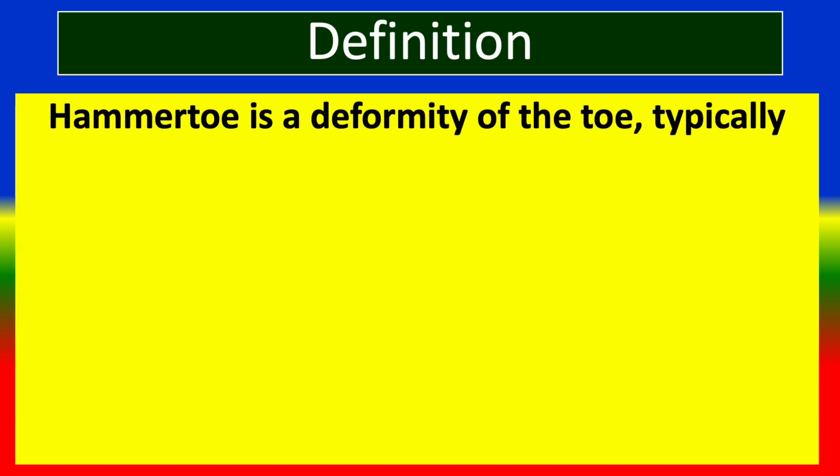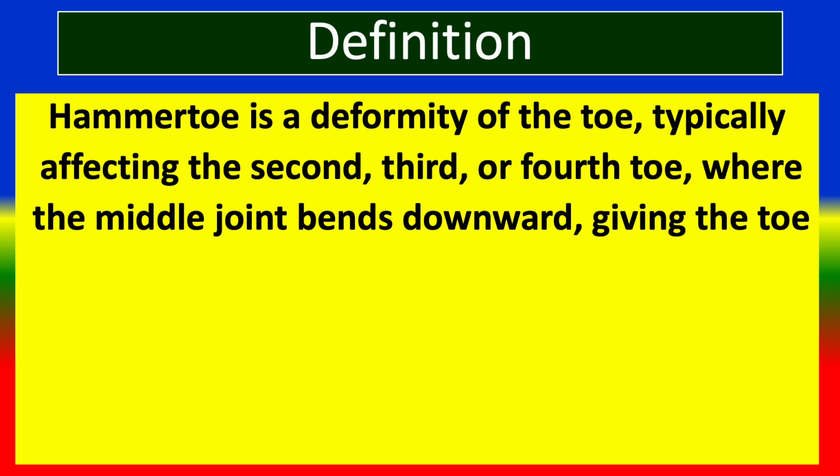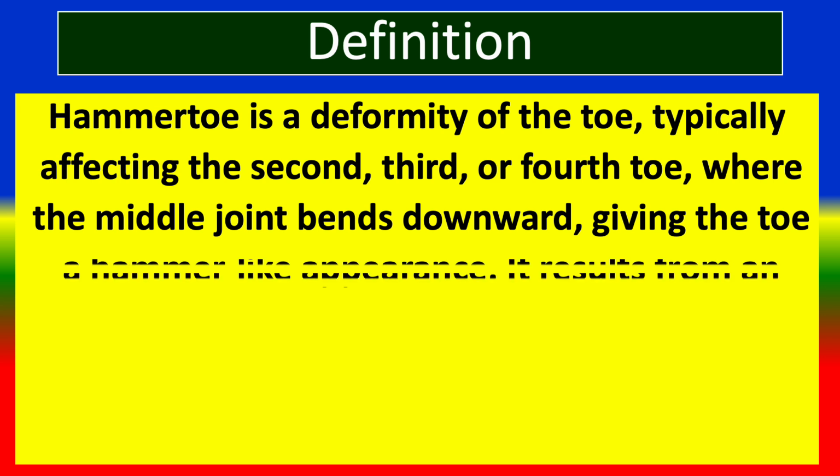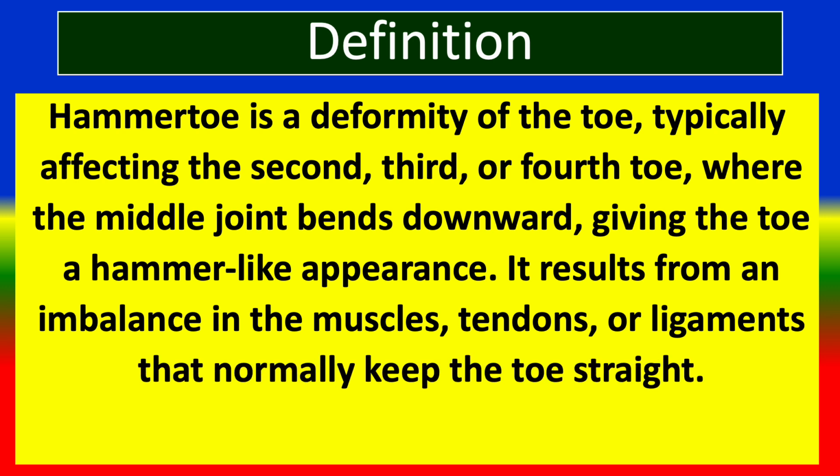Definition. Hammertoe is a deformity of the toe, typically affecting the second, third, or fourth toe, where the middle joint bends downward, giving the toe a hammer-like appearance. It results from an imbalance in the muscles, tendons, or ligaments that normally keep the toe straight.